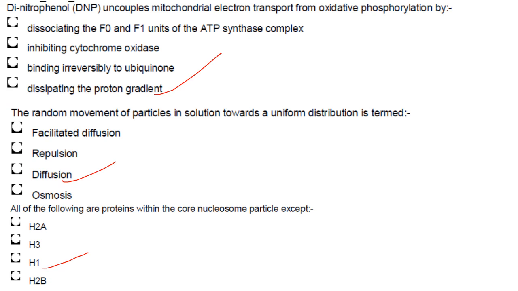Now there is another one called H1, that is the linker histone. They are key components of chromatin and bind to the nucleosomal core particles around the DNA entry and exit site. Then H1 can stabilize both nucleosome structure and higher order chromatin architecture. So the answer, which is not involved in the core nucleosome, is H1. It is a linker protein.